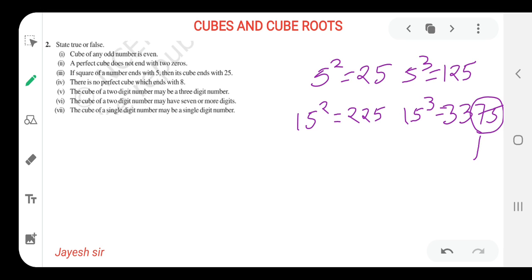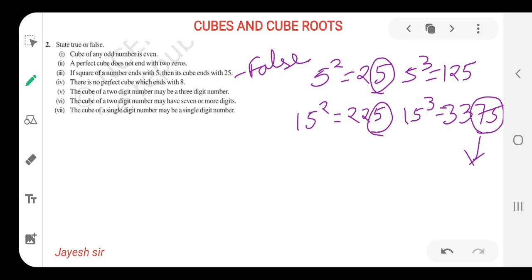Here we can find that it does not end with 25, because its square is ending with 5. The square is ending with 5 here also, but the cube ending over here does not mean that its cube would always have 25 at the end. So that's why we can say the statement given over here is false.